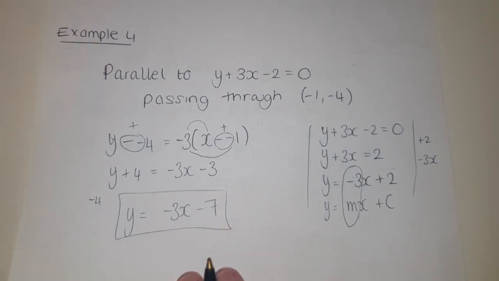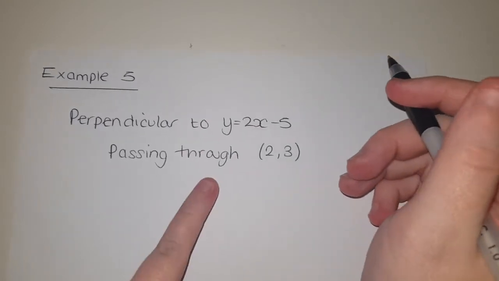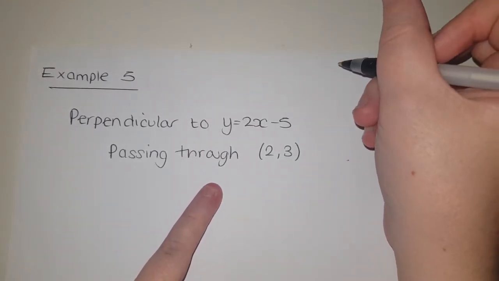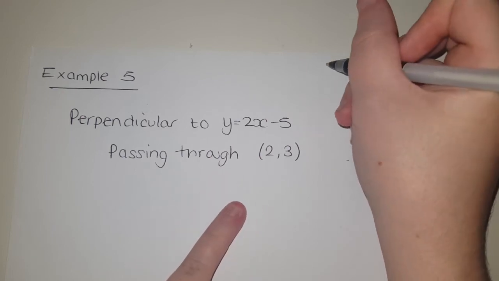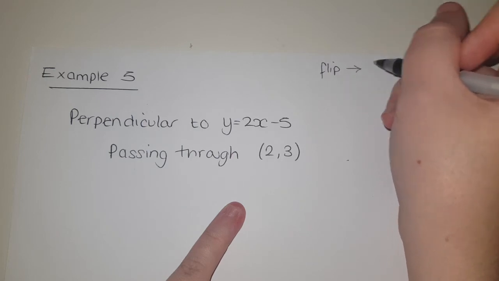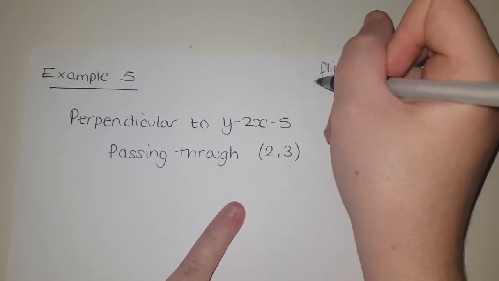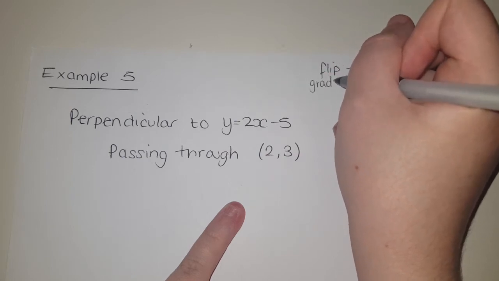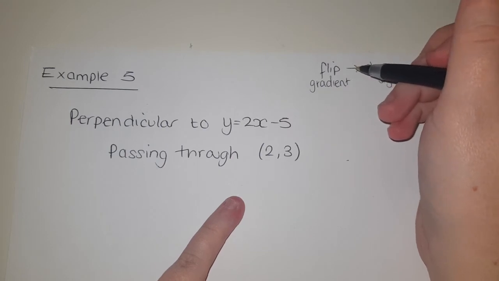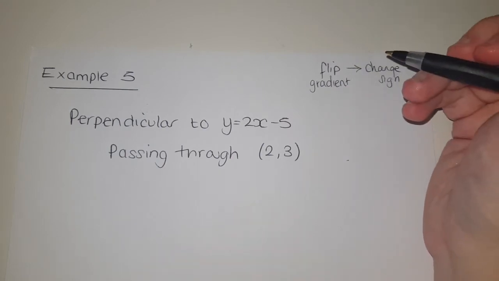Okay, the last two examples are where it gets that little bit trickier again. This time it's perpendicular lines. Now, the first thing you need to remember is that to get a perpendicular line, you take your original gradient, flip your gradient and change the sign. Just remember, if your gradient is something like 2, when we say flip it, it becomes 1 over 2. If it was 5, it would become 1 over 5, and so on.